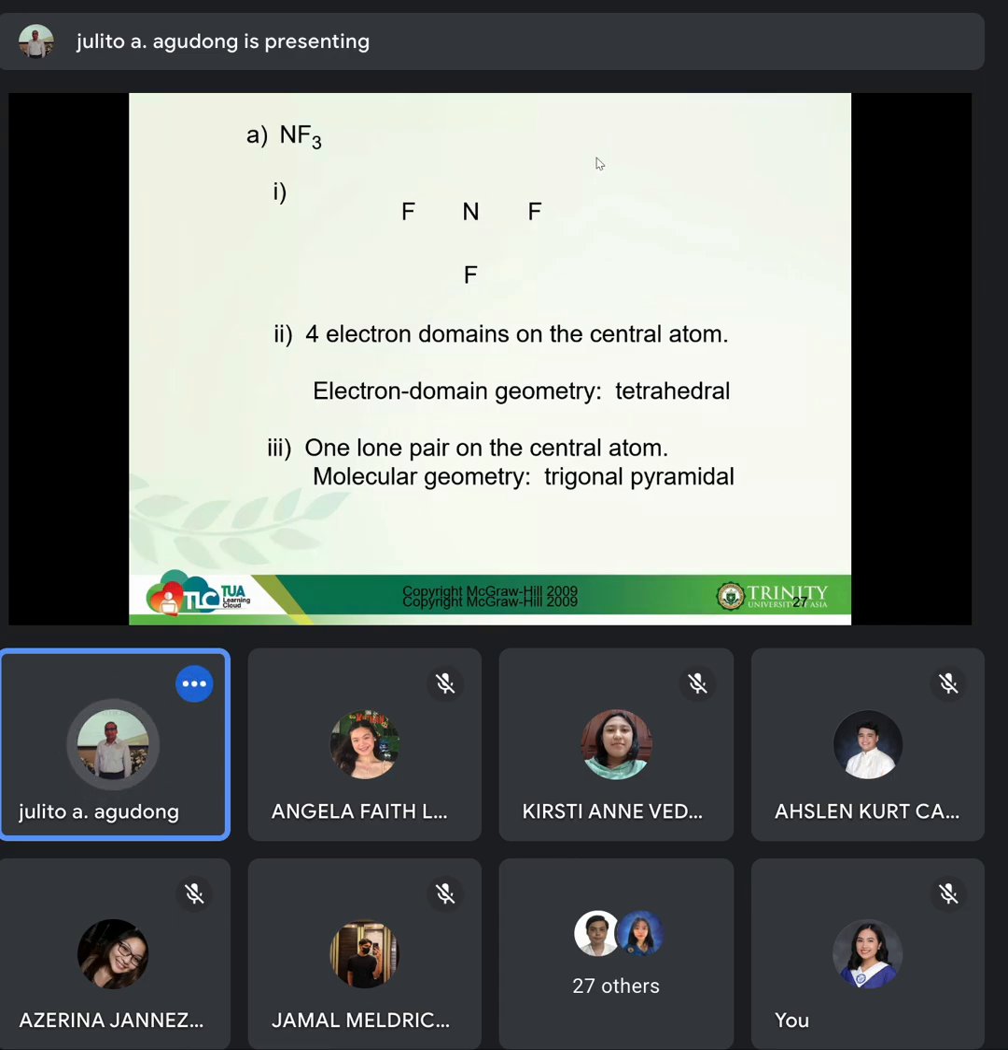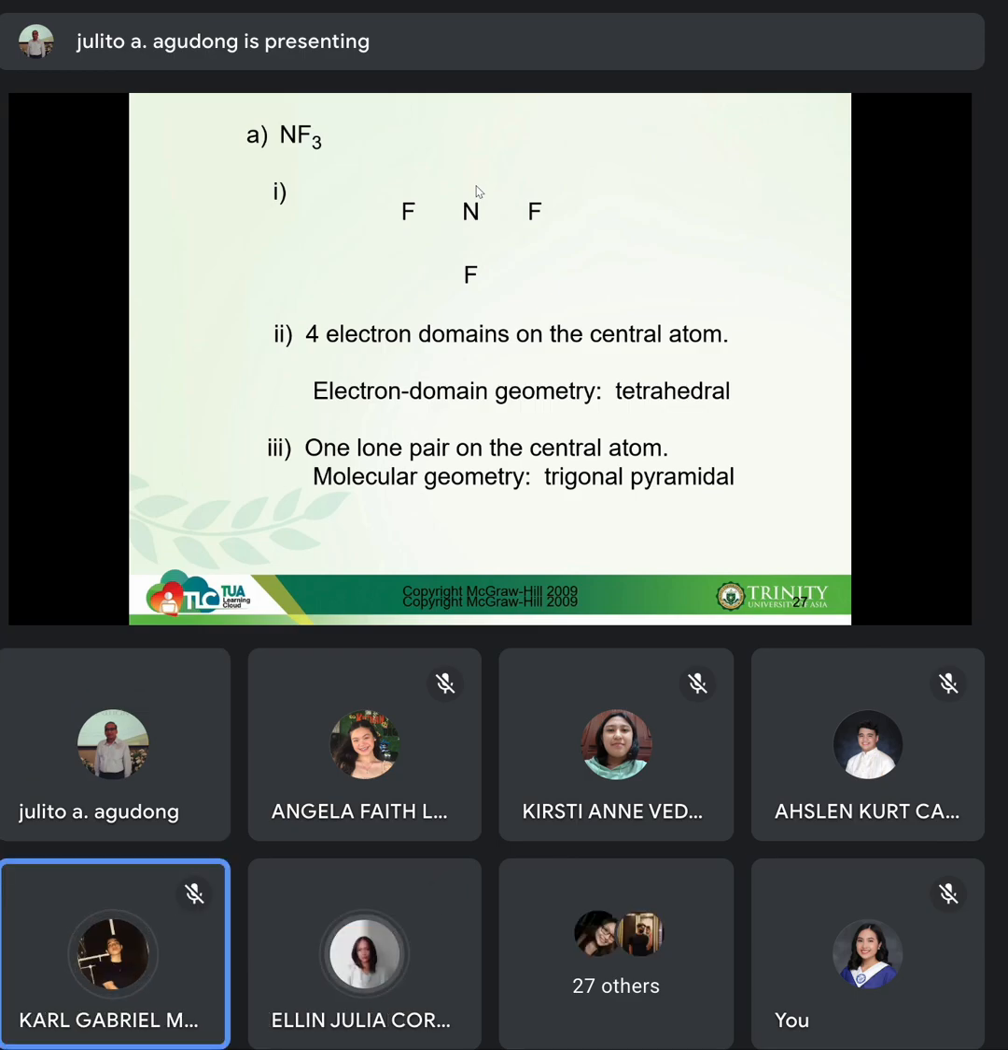If you look at the 10 remaining pairs, you're going to distribute those among your terminal atoms fluorine. So each of the fluorine atoms will get 3 lone pairs each, right? 3 lone pairs each. And the 10th non-bonding pair will be given to your nitrogen, correct?